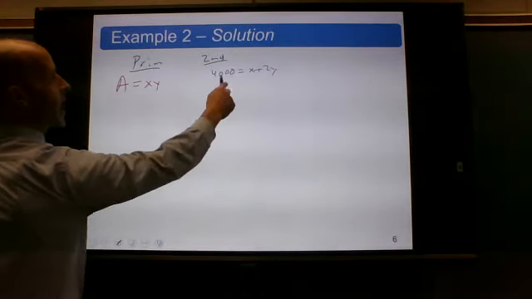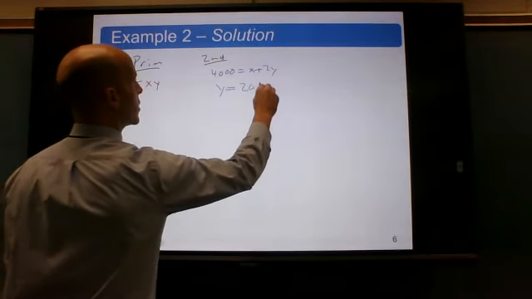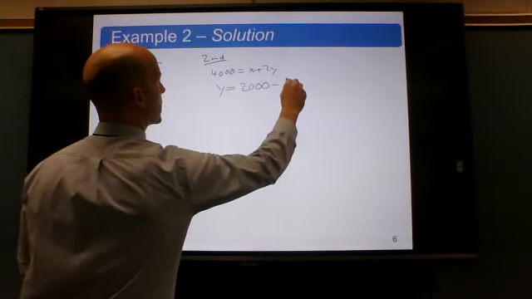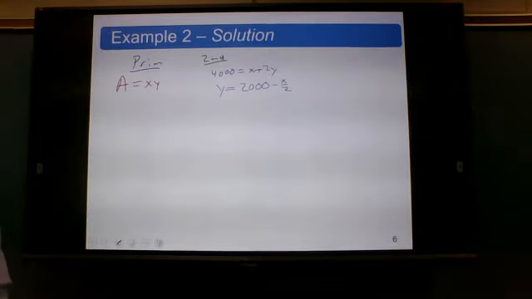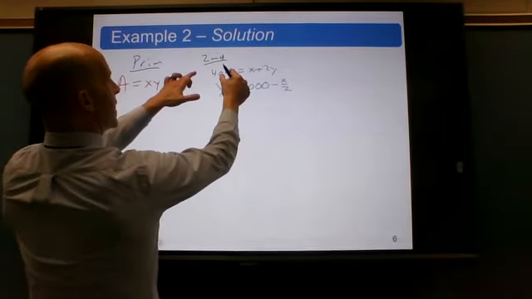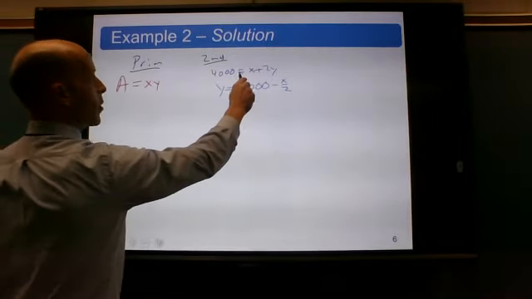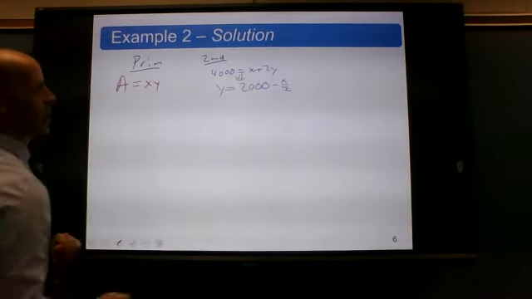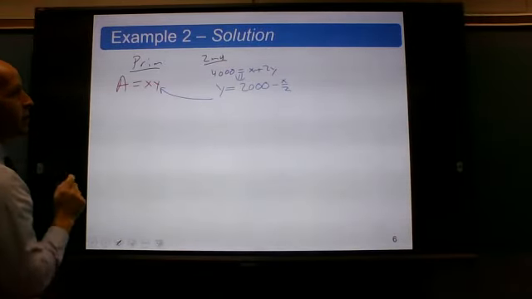So what I could do is solve this for y. If I'm not mistaken, it's 2,000 minus x, divided by 2. So I've taken my secondary equation, moved the x over, and divided by 2. Now this equation has become this equation, and the nice thing is that I can put that in for y.